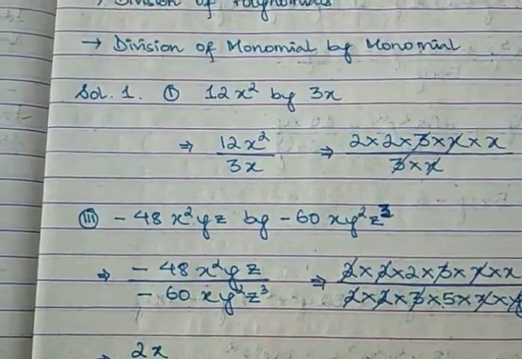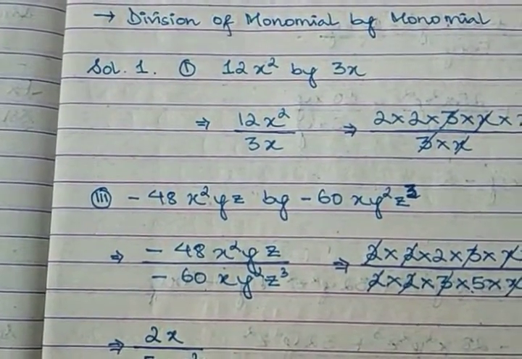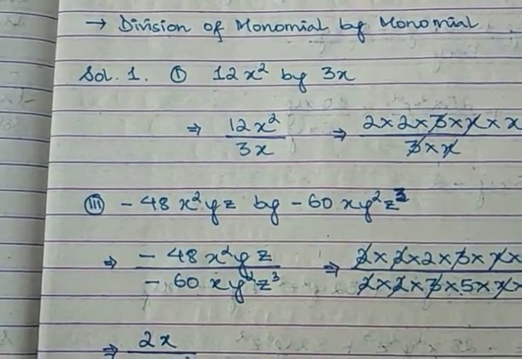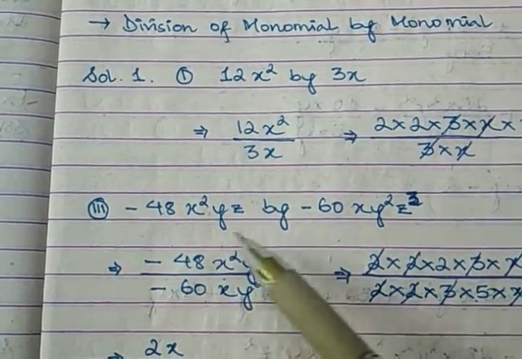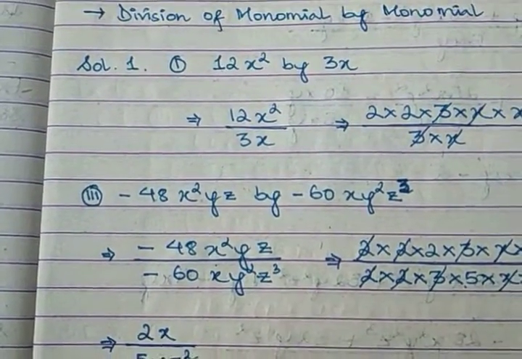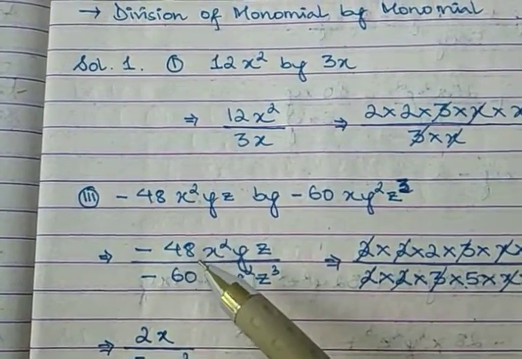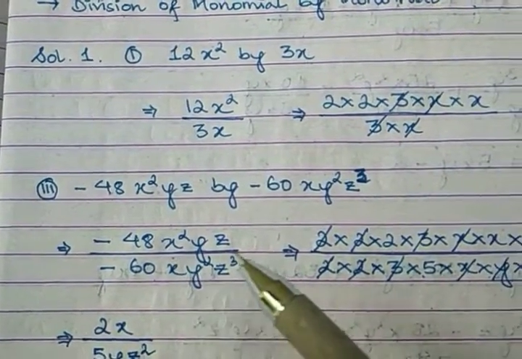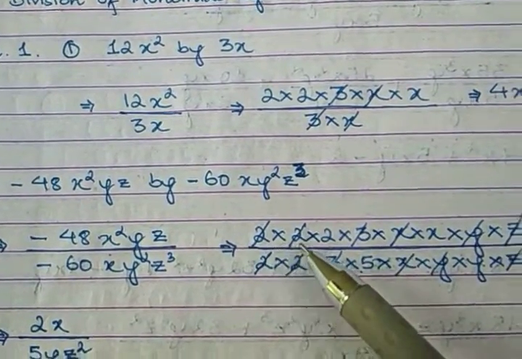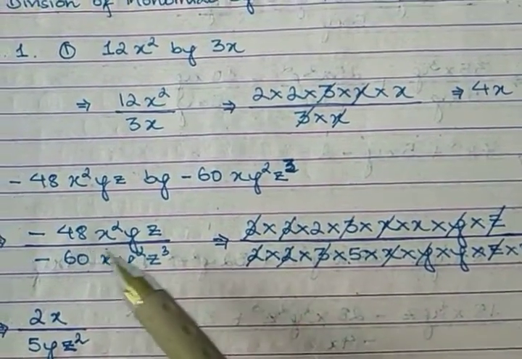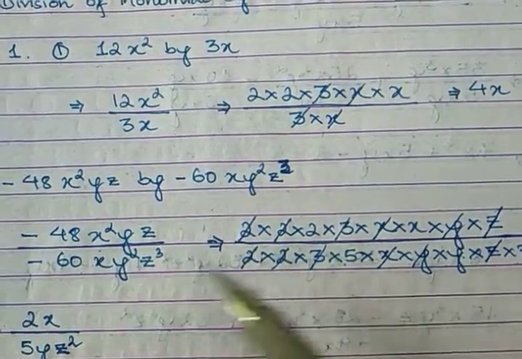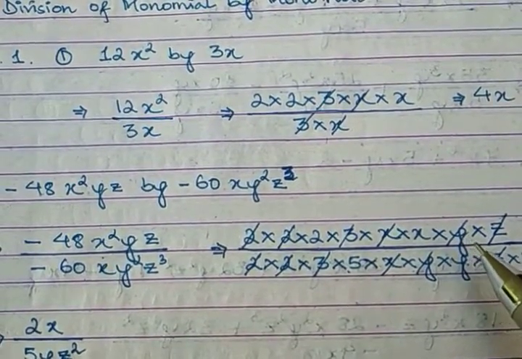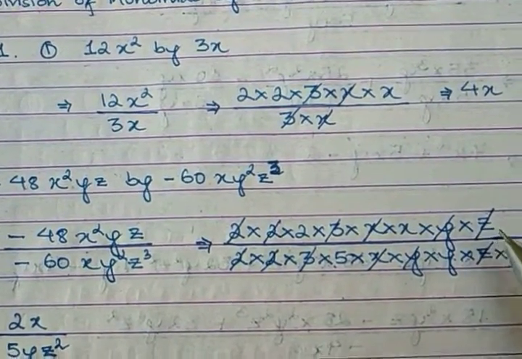Similarly, for the second question I have taken minus 48x squared yz by minus 60xy squared z cubed. Again I have expressed the question in the fractional form, that is, minus 48x squared yz divided by minus 60xy squared z cubed. And again I have written it in factor form: the factors of 48, the constant term, and x squared expressed as x into x. y remained as it is because the power of y is 1. z is as it is.